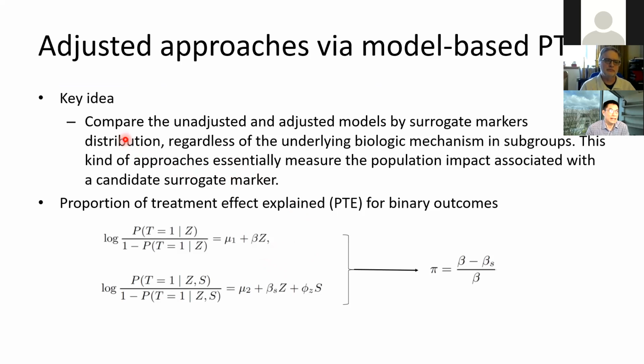Basically, it compares the unadjusted and adjusted models by surrogate marker distributions, regardless of the underlying biological mechanism in subgroups. This approach essentially measures the population impact associated with a candidate surrogate marker S. So it's more of an empirical association type of way of assessing the surrogacy of surrogate markers, because regardless of what kind of mechanism or pathway it is.